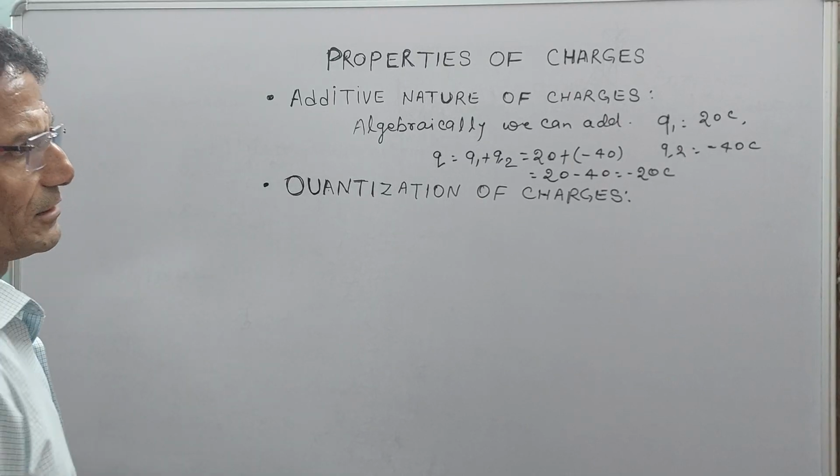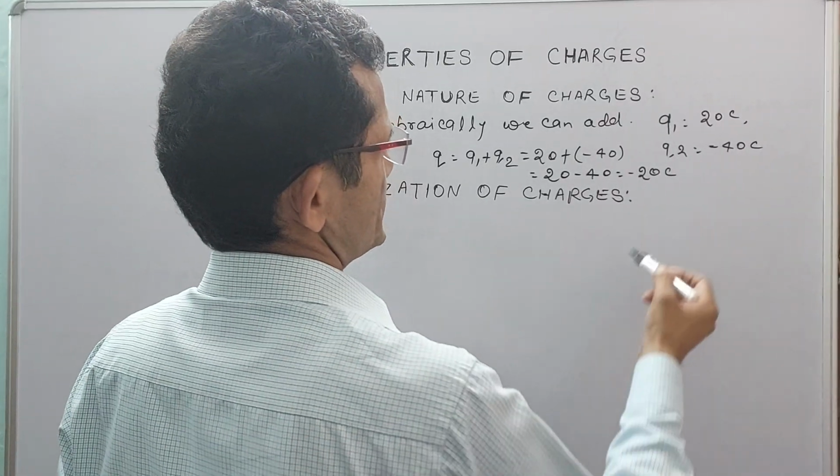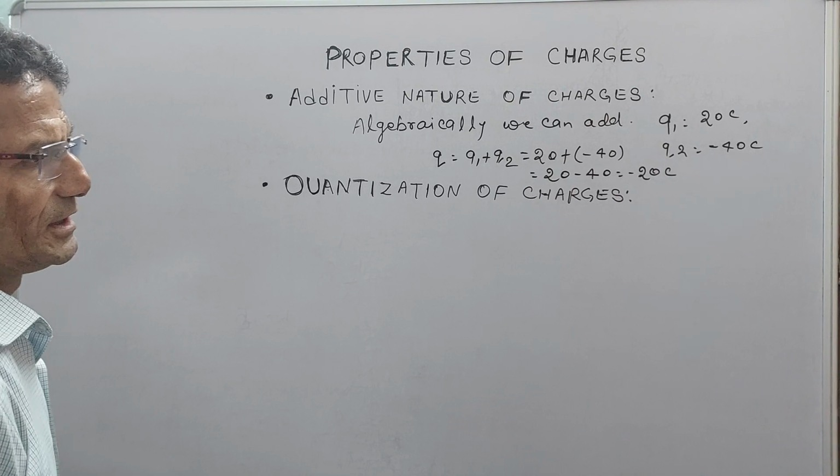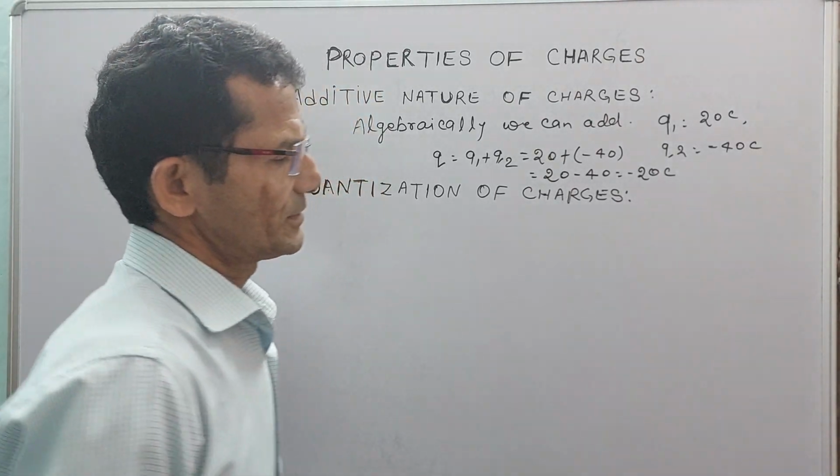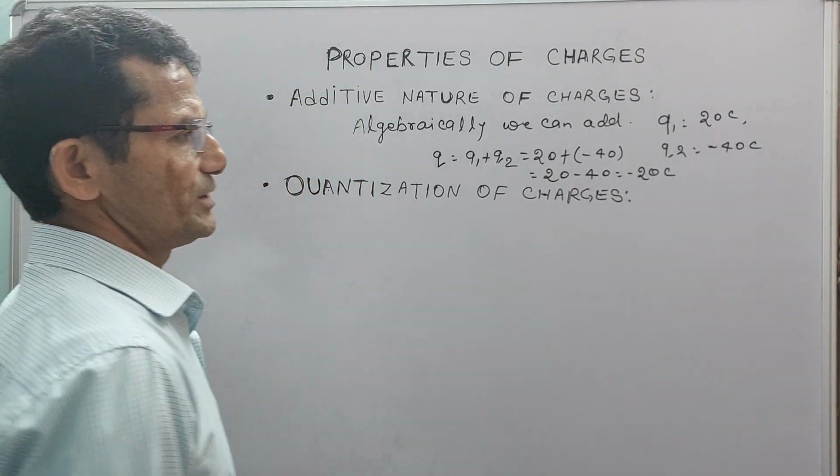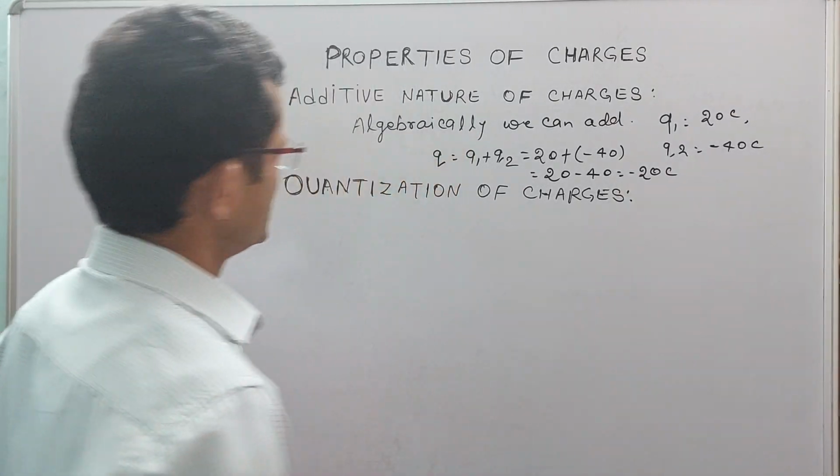So minus 20 coulomb is the charge on the object, and here coulomb is the unit of charge in the SI system. In the SI system, it is coulomb, and in the CGS system, we know it is stat coulomb.